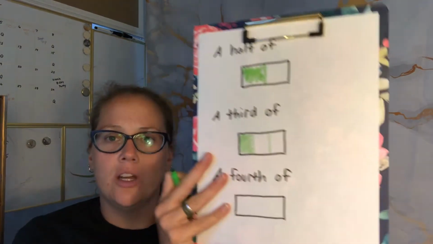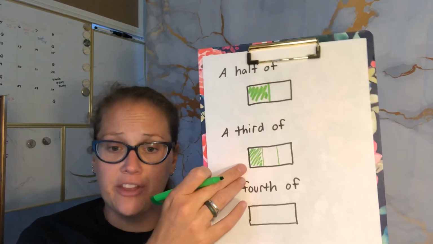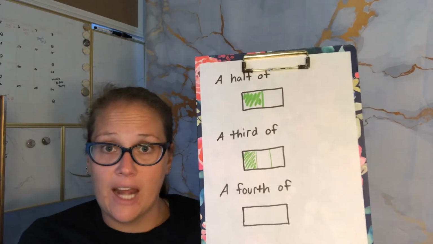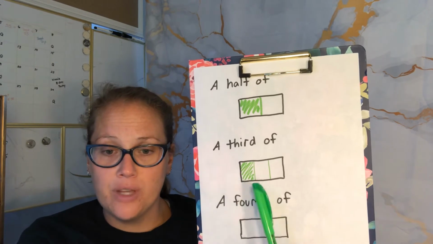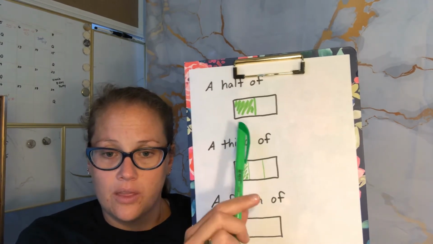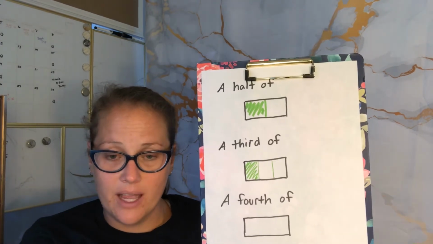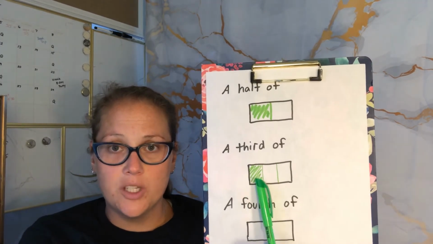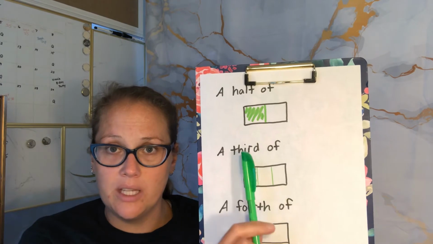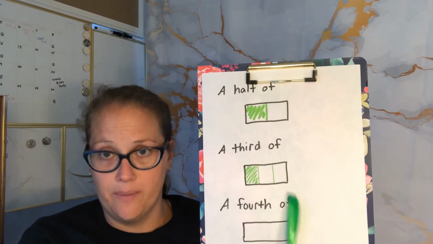And what you can notice, a third is actually smaller than a half. If I have 3 pieces and I have 2 pieces of the same original rectangle, the third is going to be smaller because my whole piece is cut into more of it.